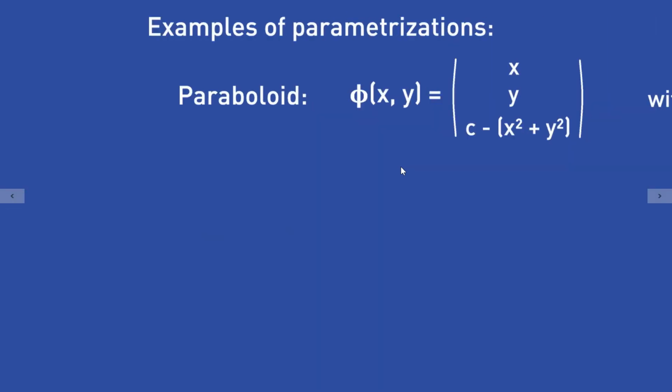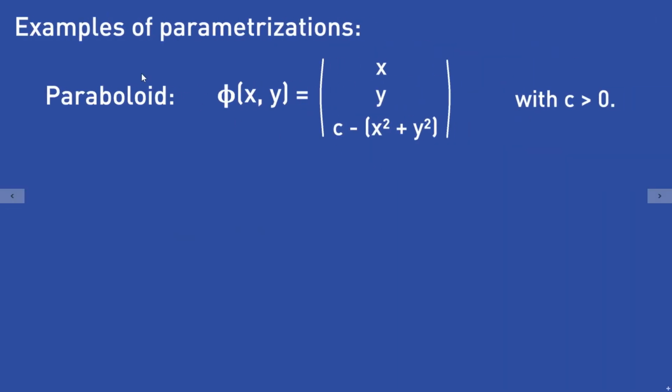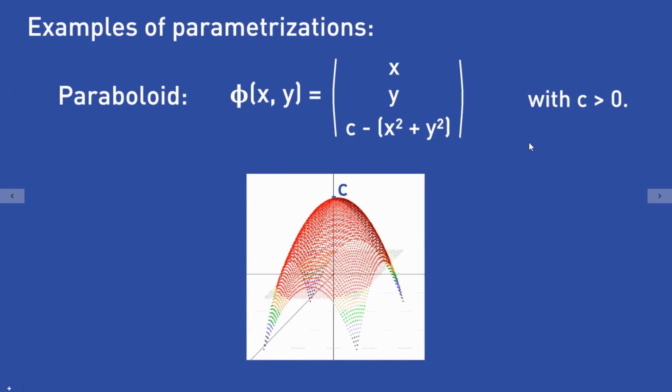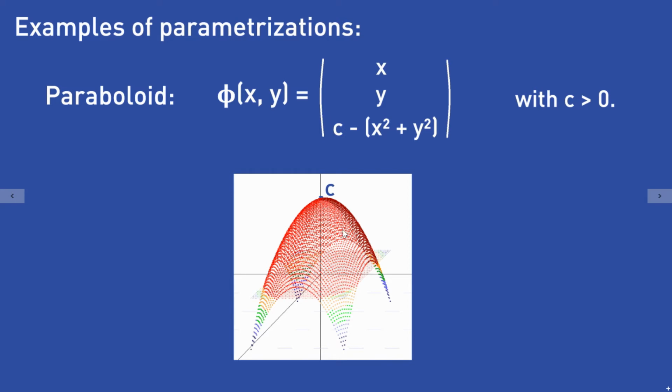The second parametrization describes a paraboloid. So this here is the parametrization of a paraboloid. Phi of x, y is equal to x, y, and c minus x squared plus y squared, where c is a positive number. Here I have a picture of such a paraboloid. So the maximum is here at c, and this is a picture of such a paraboloid.